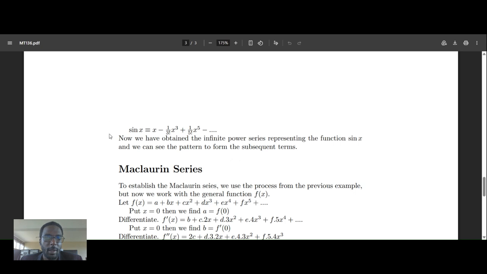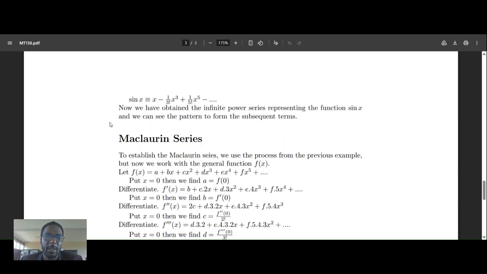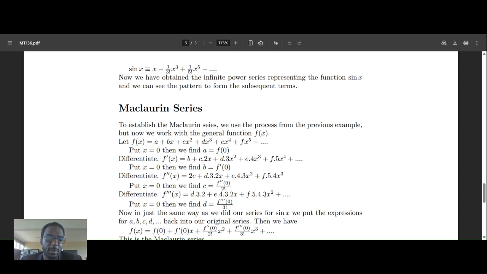Therefore, our power series of sine x can be written as x minus 1 over 3 factorial x cubed plus x to the power 5 over 5 factorial, and so on. We have obtained, therefore, the infinite power series representing the function sine of x. And we can see the pattern to form the subsequent terms.